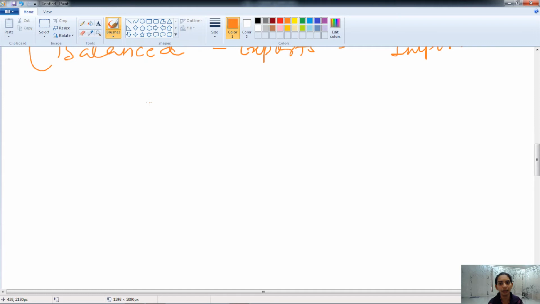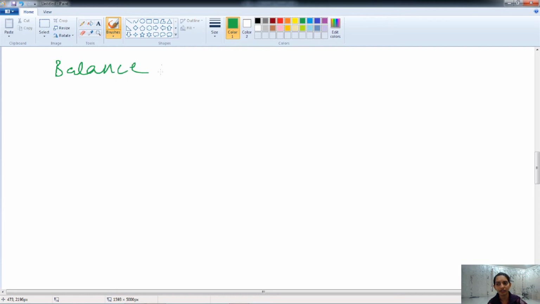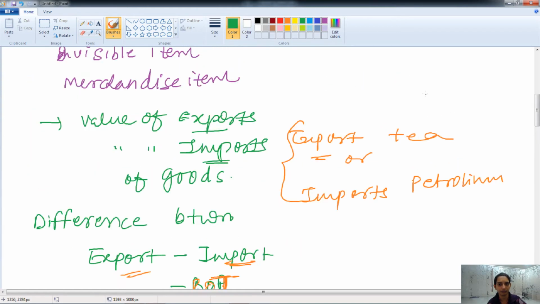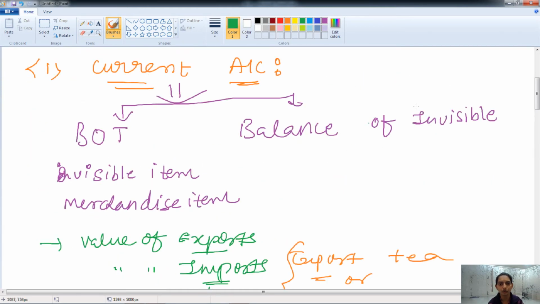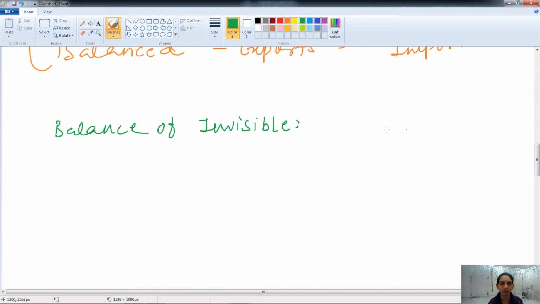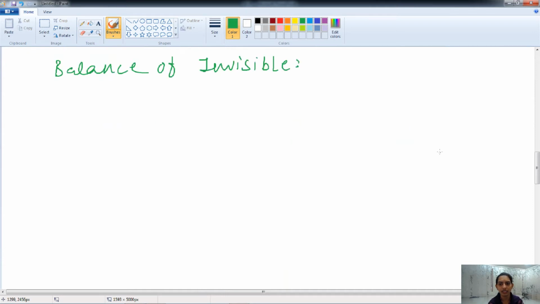Now the second part of the current account is the balance of invisibles. Balance of invisible, okay. We have talked about there are two types of the current account balance, that is BOT, and the balance of invisible. Now let's talk about the second part of the current account, that is the balance of invisible, right?